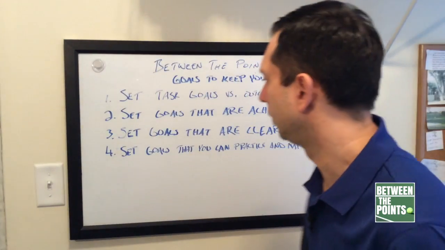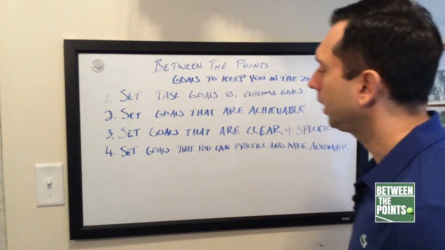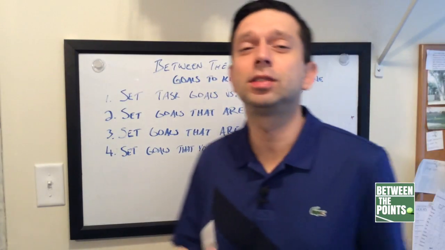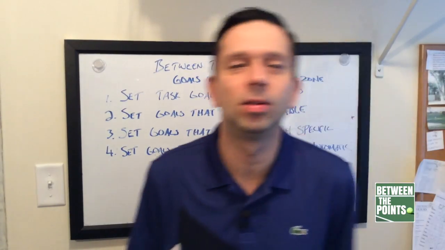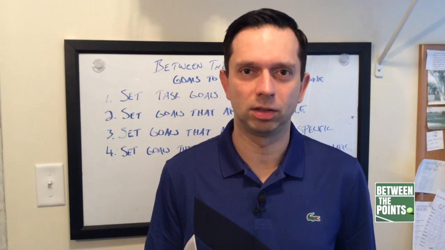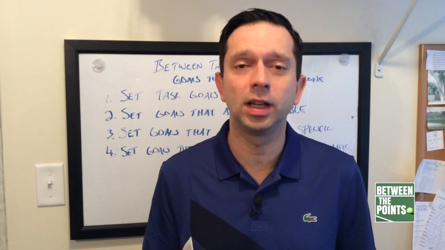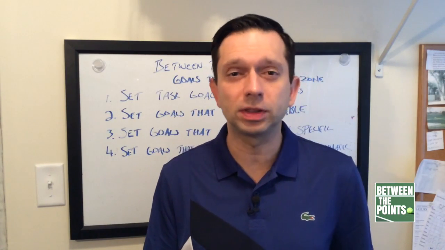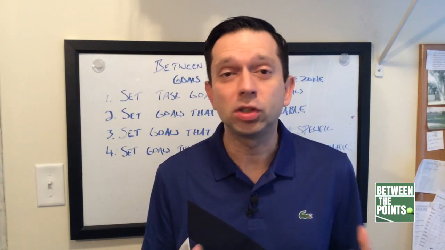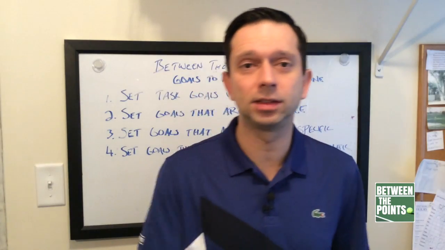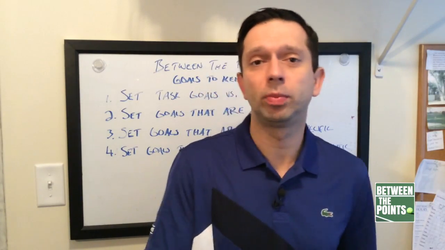Now, step number 4, set goals that you can practice and make automatic, right? This is really key here, okay, you guys? So set something that you can practice on the court, right? If you're saying you're going to hit slice backhand, cross court, deep past the service line, that's your goal. All right, practice that. You can take the week practicing that, right?